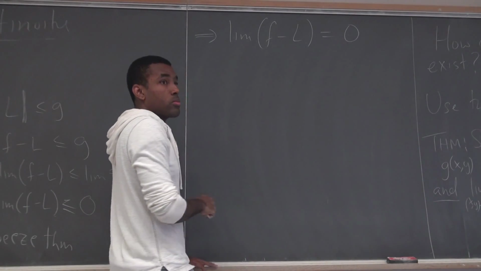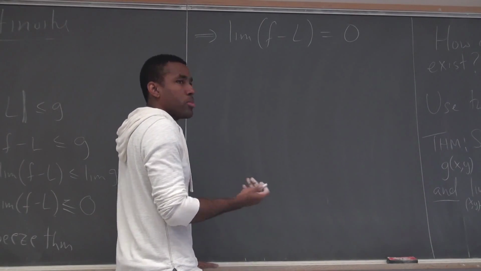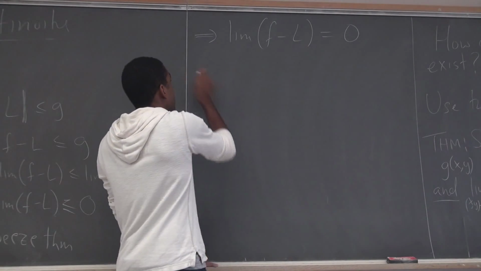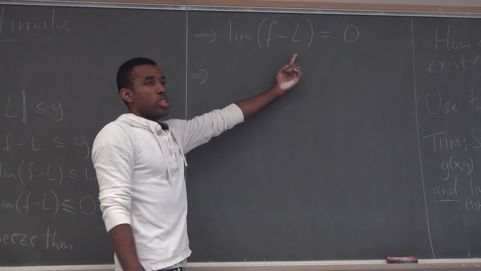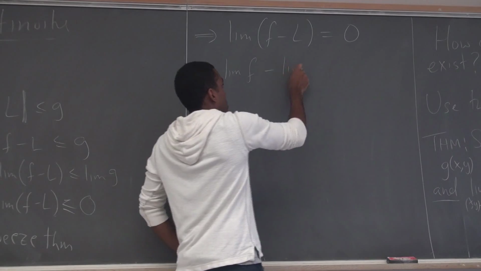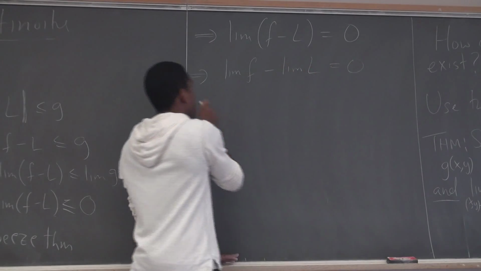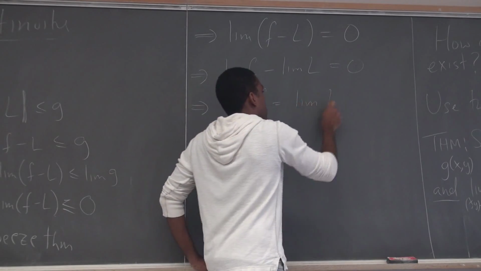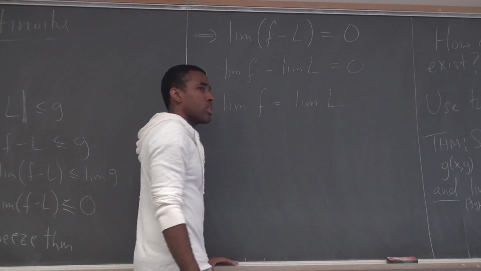That seems like the same as the sandwich theorem. It's the same thing. The squeeze theorem is the alternative name for the sandwich theorem. Limits we know distribute across sums, right? So this is just the limit of f minus the limit of L equals 0. In other words, the limit of f equals the limit of L. But L is a constant. What's the limit of L?